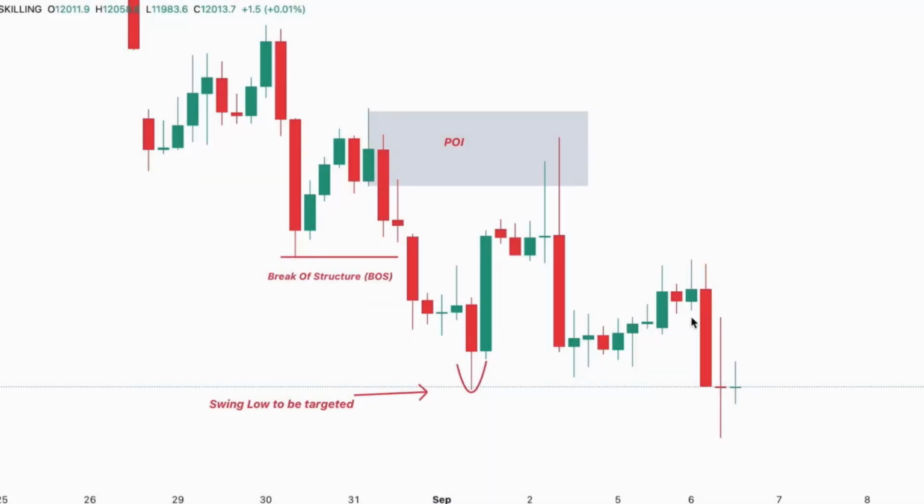We have another 4-hour bearish order block here. This last up candle before this impulsive bearish move that broke the structure. We wait for the price to get back to our point of interest so that we could take a short position, targeting the previous swing low and setting the stop loss just above the order block.